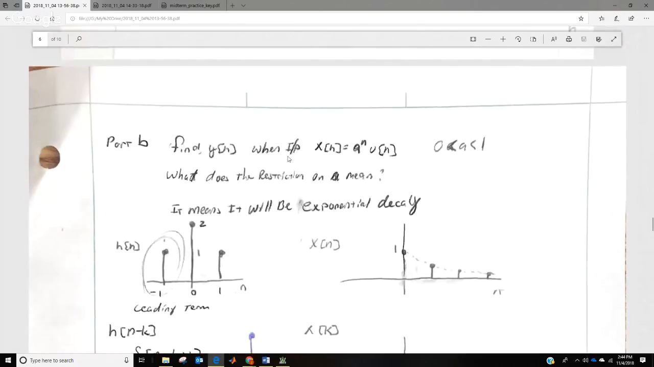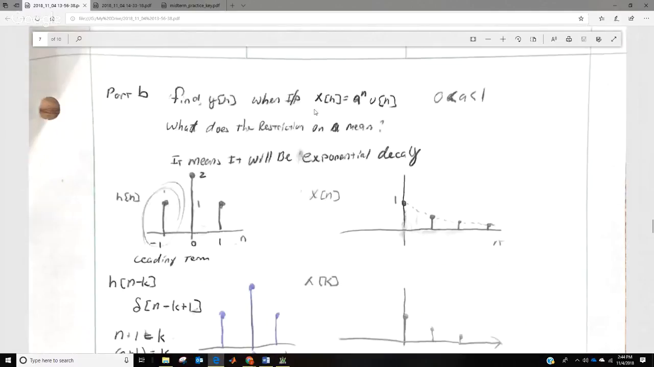So the next part, part B, asks us to convolve our total system response, h of n, with this input signal, x of n. So x of n is equal to a to the n times the step function u of n, and it's given the additional restriction that a is less than 1 but greater than 0. So what does this restriction mean? It means it will be an exponentially decaying function. It also means it is bounded, incidentally, but for graph purposes, it's nice to be able to see the graph.